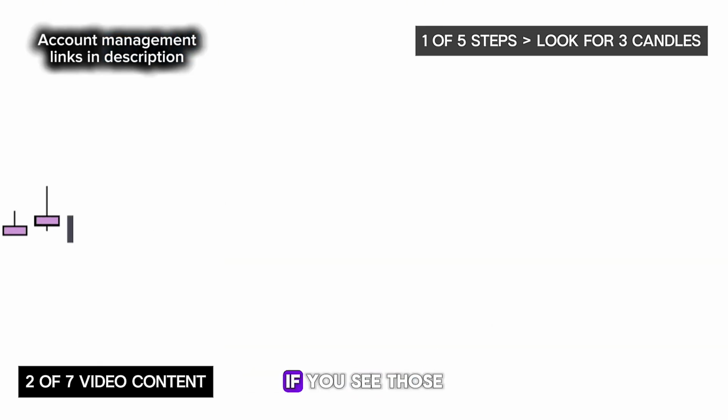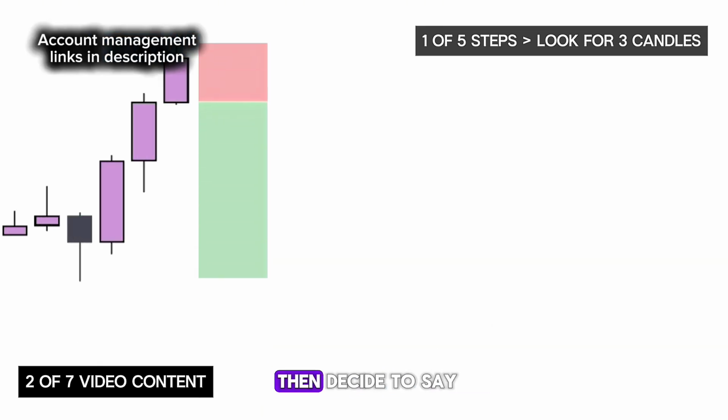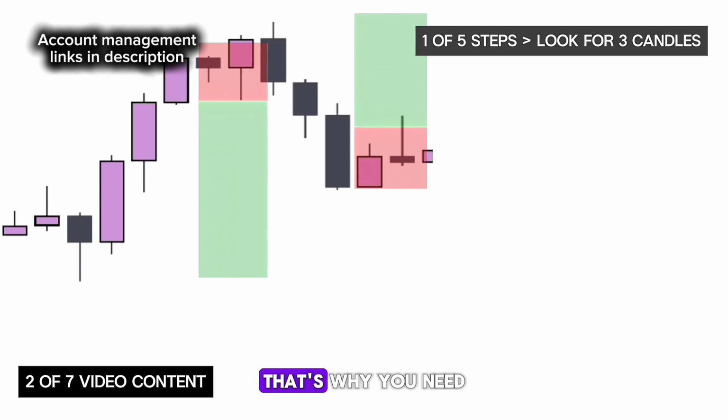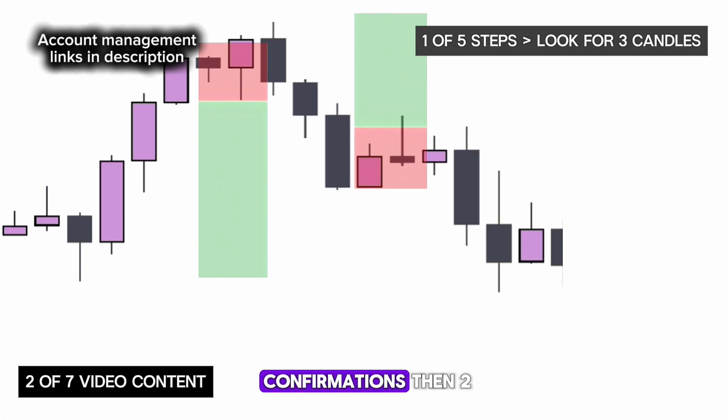Sorry to say, if you see those 3 bullish candles and then decide to sell, you will lose your money. You see 3 bearish candles and then decide to buy, you will still lose your money. That's why you need to use all these confirmations.